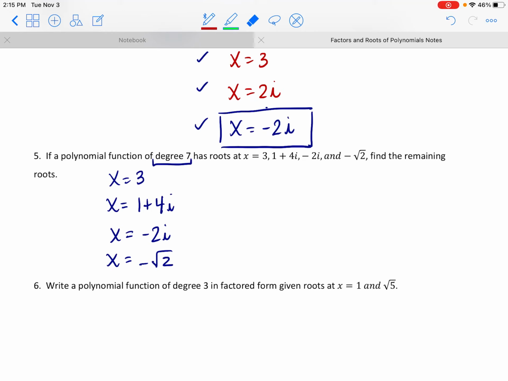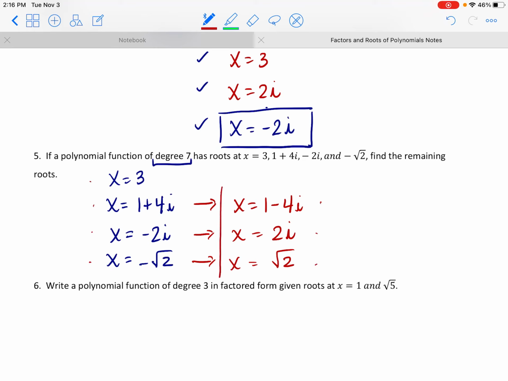We are missing 3. So the remaining roots come from this one. Its pair would be 1 minus 4i. Remember, the plus or minus would have went right there. And then if negative 2i is a solution, then positive 2i had to be a solution. Remember, plus or minus would have been there. And then if negative radical 2 was a solution, then positive radical 2 would have had to have been a solution as well. So remember, plus or minus would have been in right there. So now we've got 1, 2, 3, 4, 5, 6, 7 all together. So those are our 3 remaining roots or solutions.